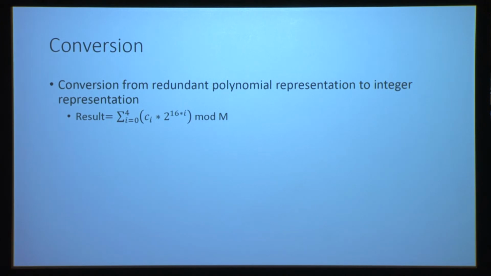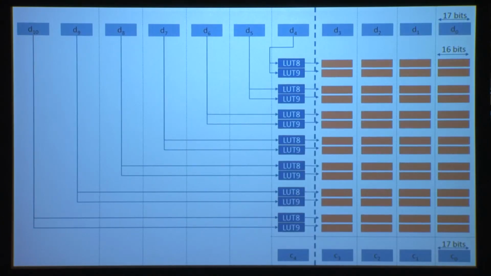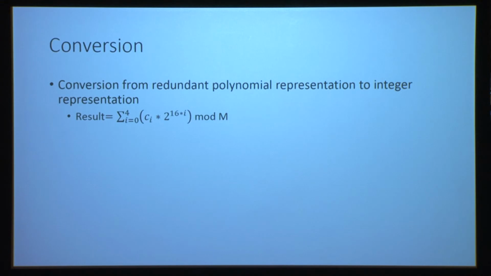So conversion from redundant polynomial representation to integer representation is very simple. You just add up the coefficients in the end. It has to be done only once when you're done with the multiplication or squaring operation, when you want to get the actual result modulo m, when you need to complete the reduction. But this is incomplete reduction. We're not done, but we are in a redundant representation. So this is really good for repeated multiply settings.